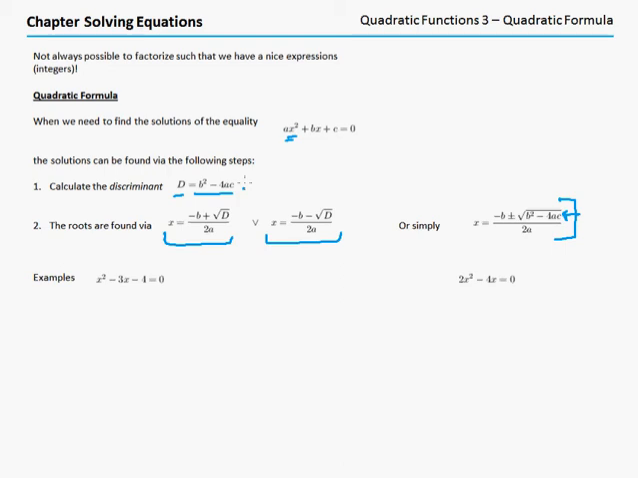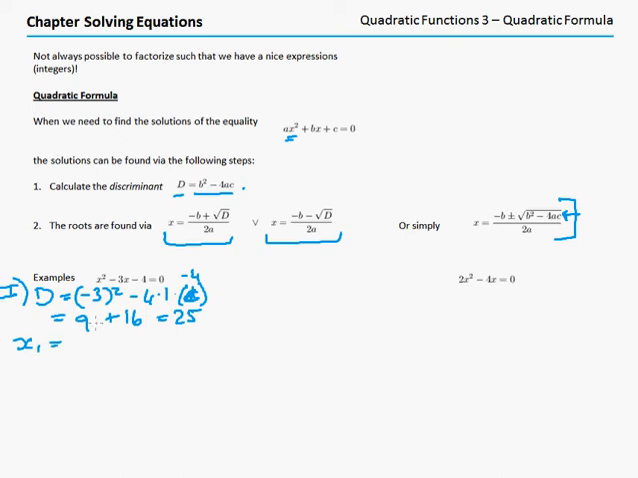Let's try an example. First we'll start off using our quadratic formula. So we're going to calculate d. d is equal to b squared minus 4ac. In this case, b is minus 3. So it's minus 3 squared minus 4 times a, which is 1, times c, which is minus 4, which is equal to minus 3 squared is 9, minus 4 times minus 4 is plus 16, which is 25.